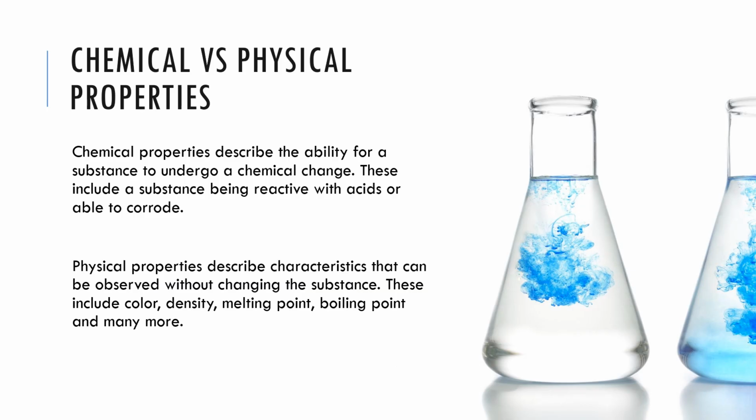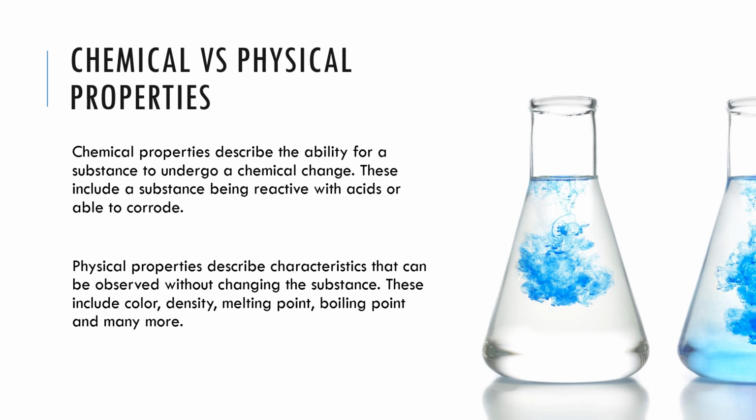Overall, chemical properties describe the ability for a substance to undergo a chemical change. What this means is that a substance will undergo that chemical change and turn into a new substance. Now, this is important. That substance needs to no longer remain the same substance. There needs to be a chemical change. That can occur through breaking and forming new chemical bonds. These can include things like a certain substance being reactive with acids or water, or even the ability for it to corrode or rust. We'll see quite a few examples of different chemical properties, and we'll even talk later on about what chemical changes are in a different video.